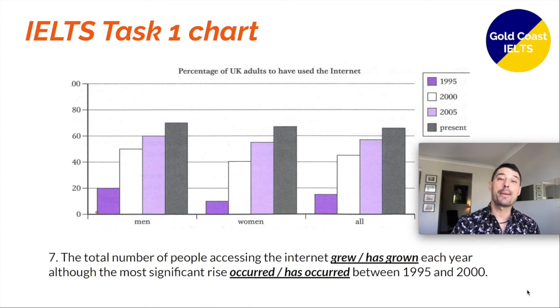And the last one, number 7, the total number of people accessing the internet grew or has grown each year, although the most significant rise has occurred between 1995 and 2000. What do you think the answers are? So the first one is the present perfect simple because it's continuing until now. The second one has occurred because it's finishing in 2000.